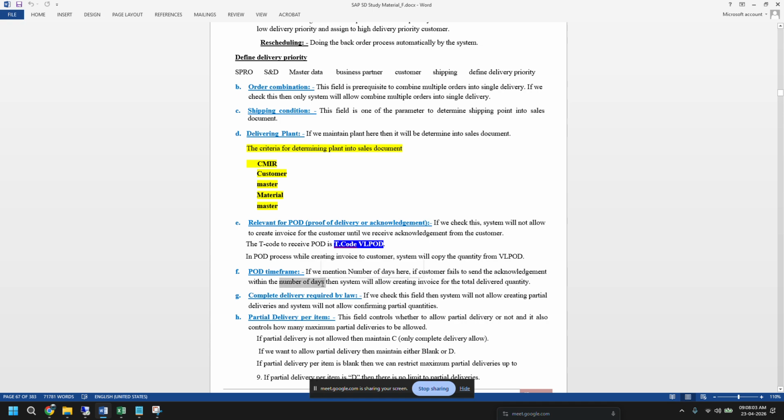We maintain this in number of days, and you also need to remember this. How do we maintain it? You maintain 20, that means 20 days. 30 means 30 days. Okay, you need to maintain the number of days.